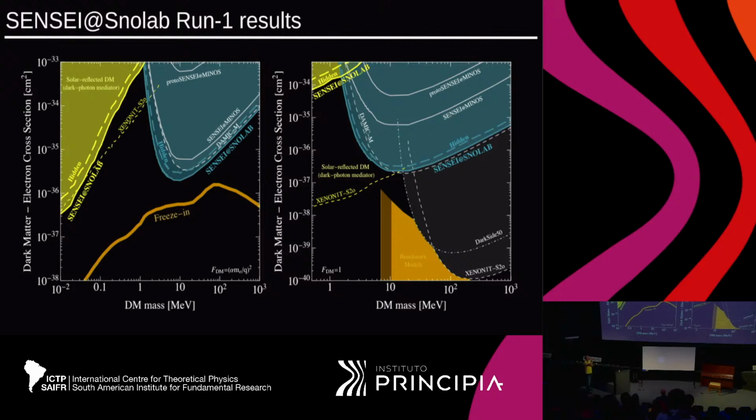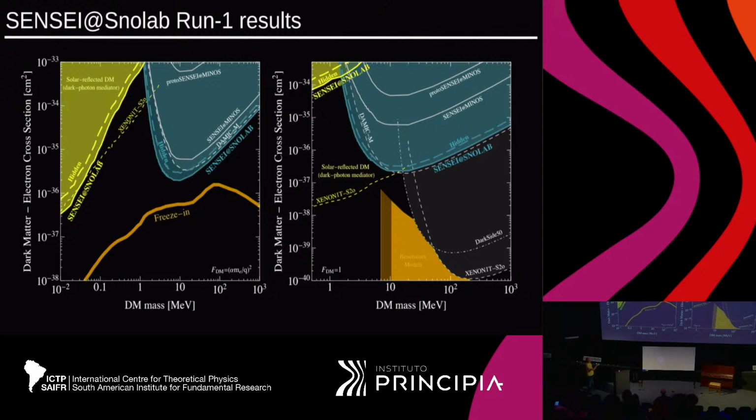In the horizontal axis, we have the mass of the dark matter candidate. And here, the units are MeV, not GeV, so this is much lower. On the vertical axis is, again, the size of the cross-section, but now it's the cross-section between dark matter and electrons, not nuclei, because we are looking for dark matter that interacts with electrons.